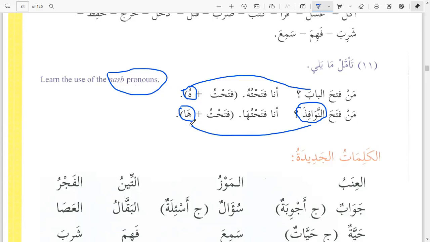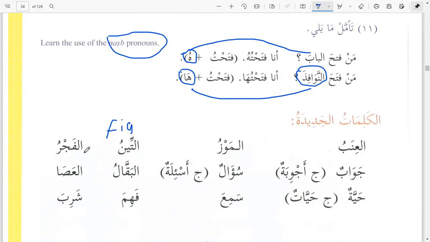And this is the vocabulary. Al inabu, grapes. Al mauzu, banana. At-teen, we call it teen also. We call it fig also. Al-fajru, morning. Jawabun, we call it dawn. Dawn or morning we call it.